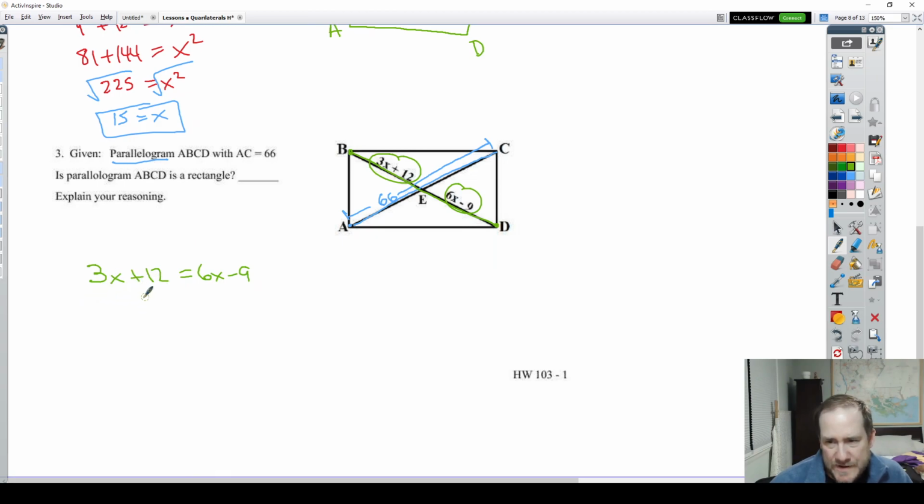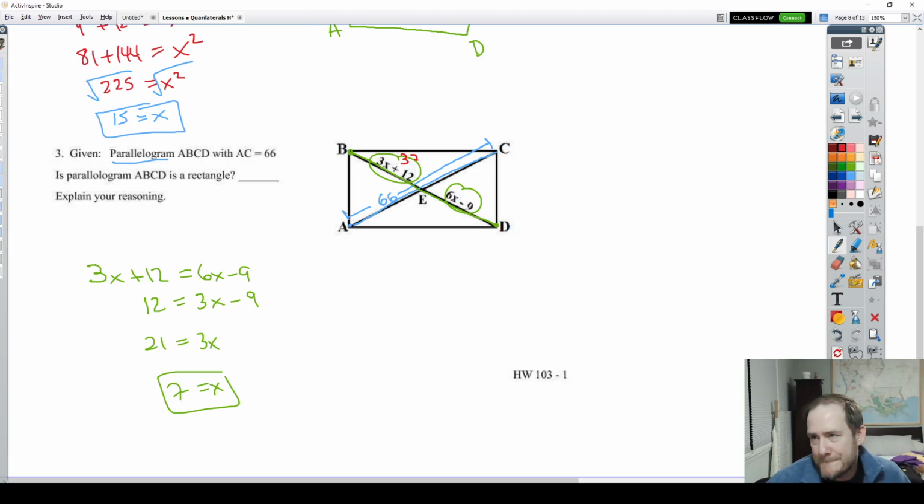So I'm going to subtract 3x from both sides. I'm going to add 9. I'm going to divide by 3, I get 7. Now I got to take that 7, plug it in. So 3 times 7 will be 21, plus 12 is 33. And plugging in 7, I get 42, and 42 minus 9 is 33. So that means that whole diagonal is 66. And so now, since the diagonals are congruent, we can say, are we a rectangle? Yes. And explain your reasoning, you'll say because the diagonals are congruent.